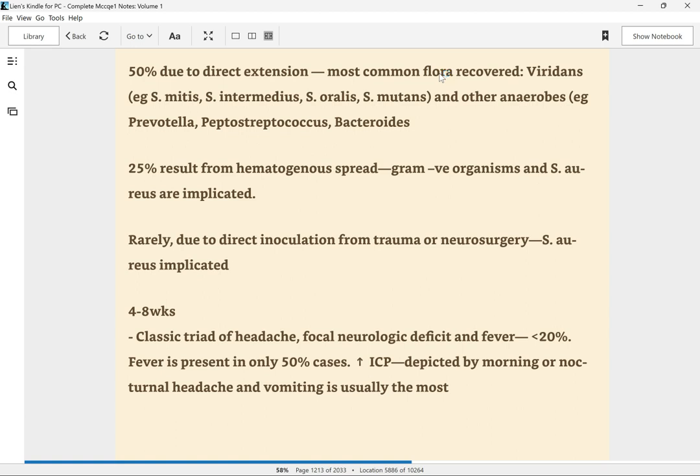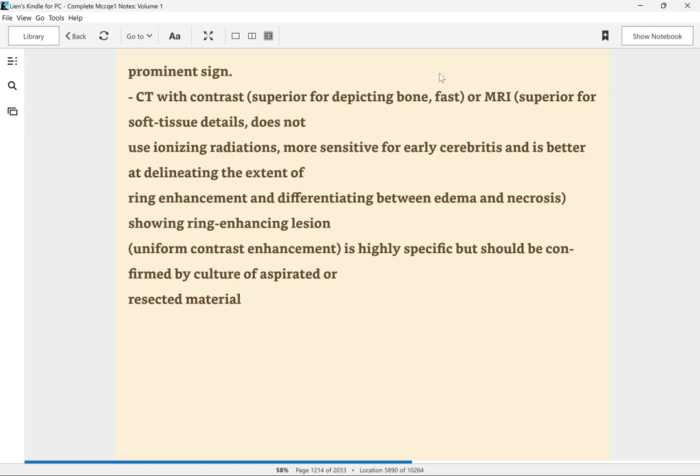Symptoms for 8 weeks, classic triad of headache, focal neurologic deficit and fever, 20%. Fever is present in only 50% of cases. Increased ICP, depicted by morning or nocturnal headache and vomiting, is usually the most prominent sign.